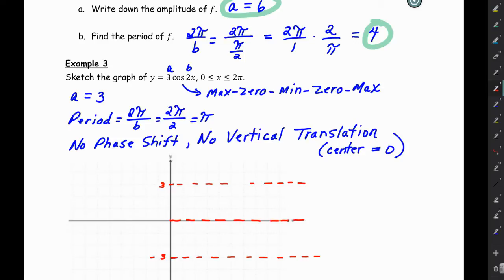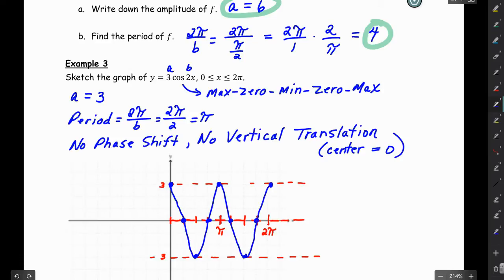Now, I'm going to go to pi, and it says graph this function all the way to 2 pi. So let me mark this up. And remember, our pattern is max, 0, min, 0, max. So that's going to end at pi. And then we start where we ended: max, 0, min, 0, max, 2 pi. All right, I'm going to put my markers now. Max, 0, min, 0, max, max, 0, min, 0, max. Draw your graph. All right, that's it for number 3.